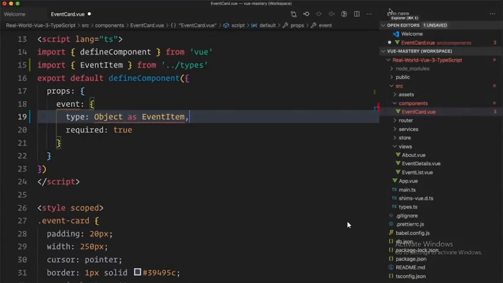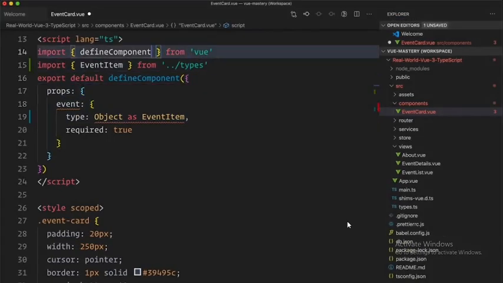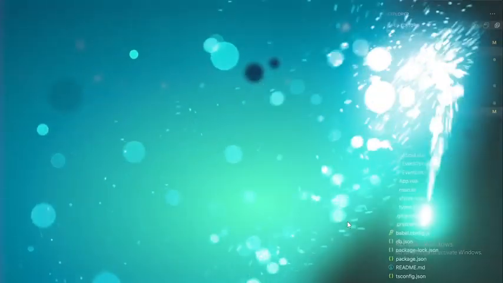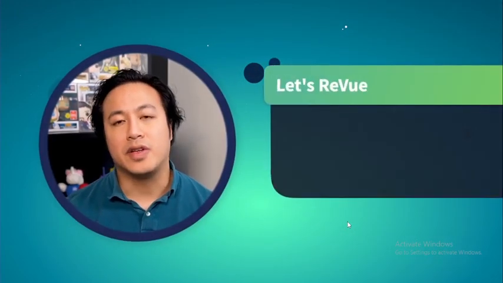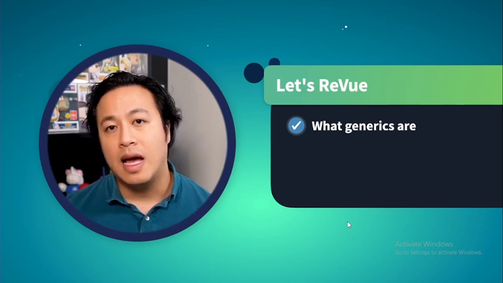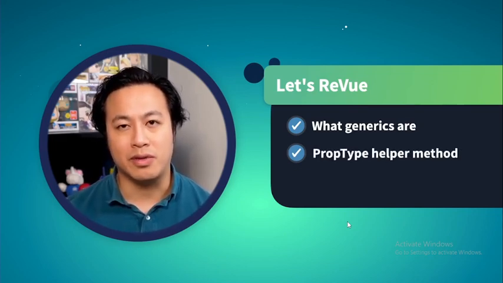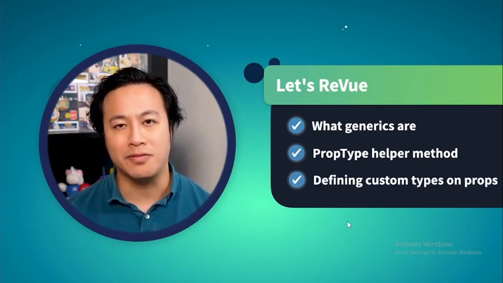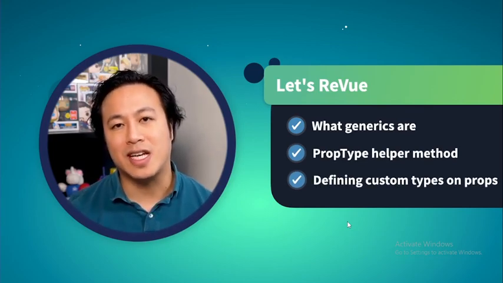So in Vue 3, when we want to apply custom types to our props, we need the helper method PropType, which we can import from Vue. Then, all we need to do is pass EventItem to PropType using the brackets, and just like that, we're good to go. Alright, so let's review. In this lesson, we've covered at a high level what TypeScript generics are, how to use the PropType helper method in Vue 3, and then combine those two things in order to allow us to define custom props in Vue 3. Thanks for watching, and I'll see you in the next lesson.